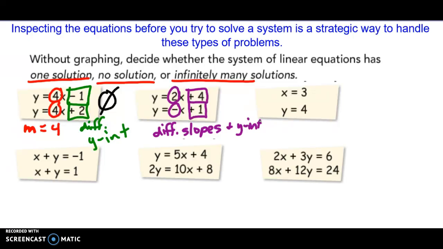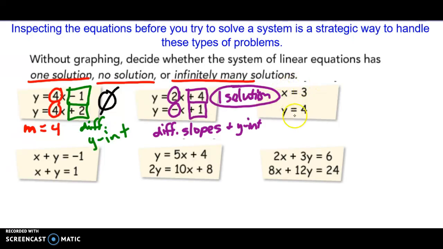So I have different slopes and different y-intercepts, which means that these two lines are going to have one solution. Because these lines are not parallel, they are going to crisscross in one place, and that one point will be the solution for this system.